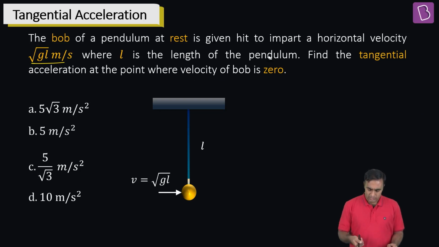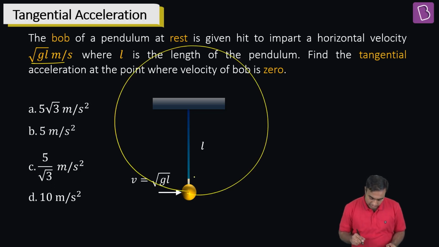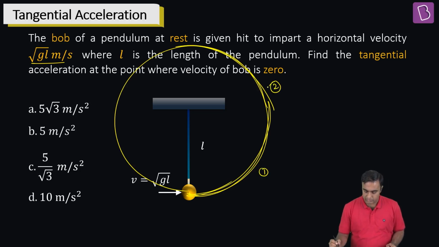Alright. The first question you should ask yourself is, where is the possibility of the velocity of the bob becoming 0? If the bob is going along the circular path, is it in this region or in this region? Call it region number 1 and region number 2 respectively.